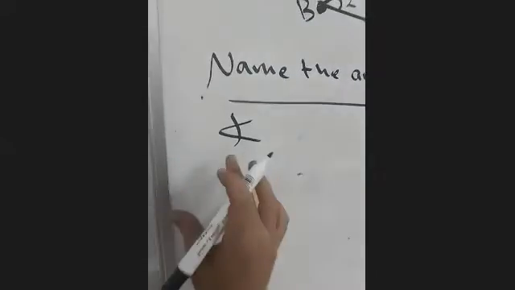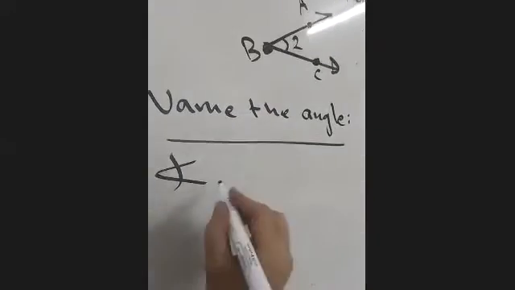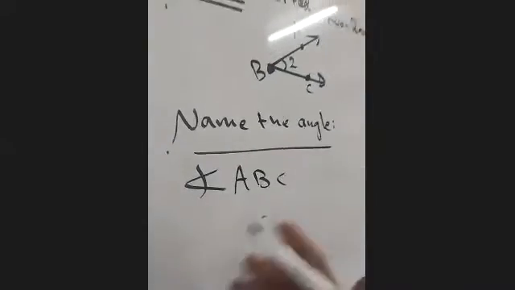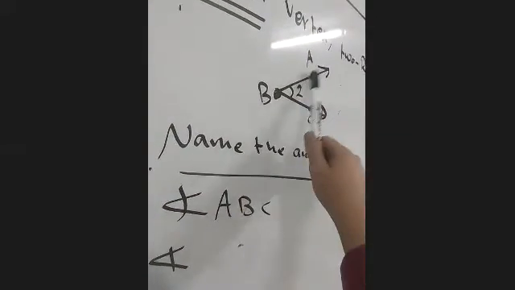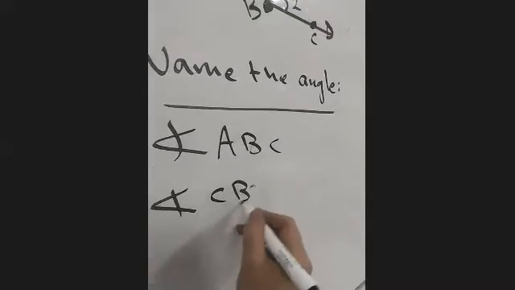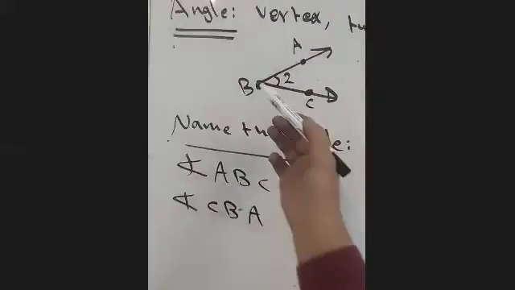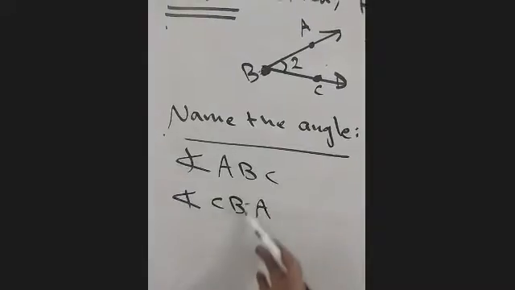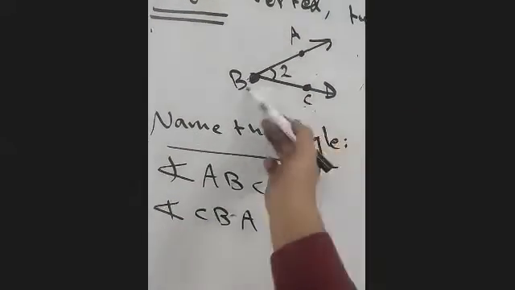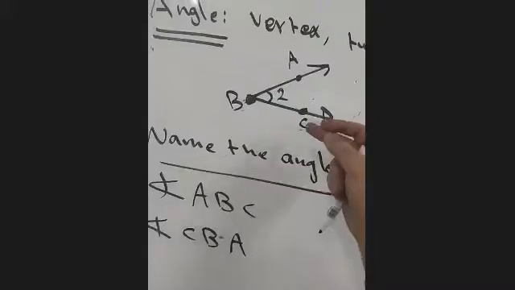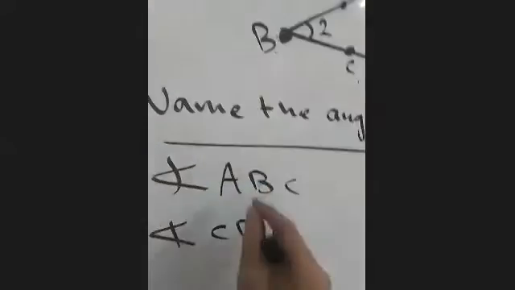I can say angle A, B, C. I can say angle C, B, A. So to name the angle using the 3 letters, the vertex should be at the middle always. You can start with ABC or CBA. You cannot say CAB. This is wrong. The vertex is always at the middle.